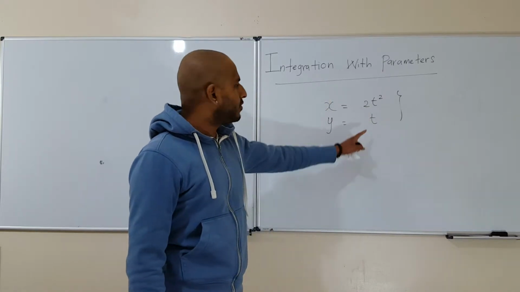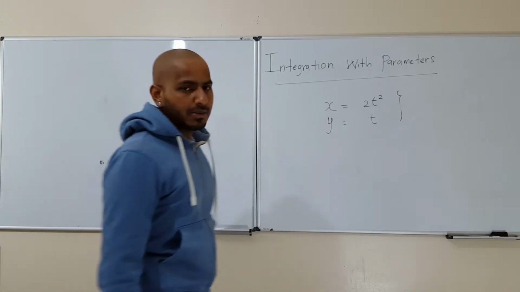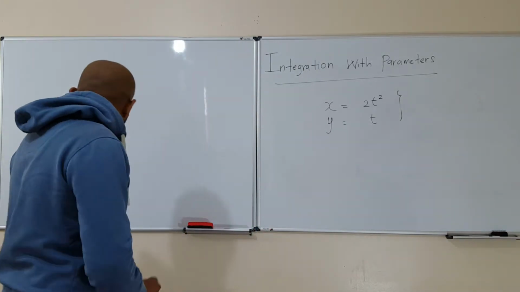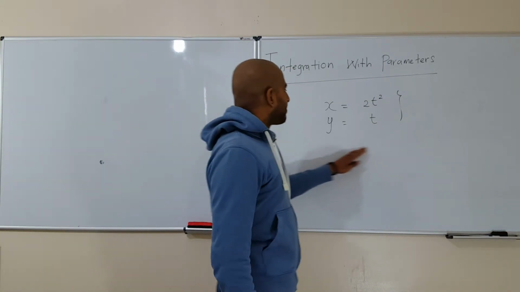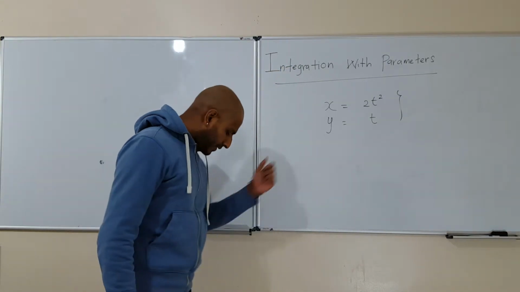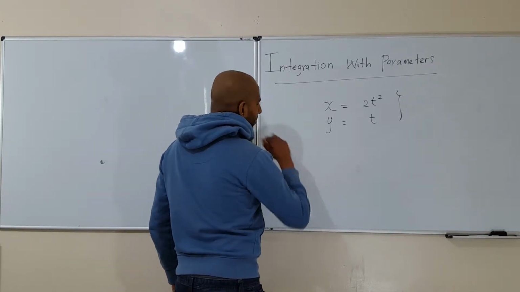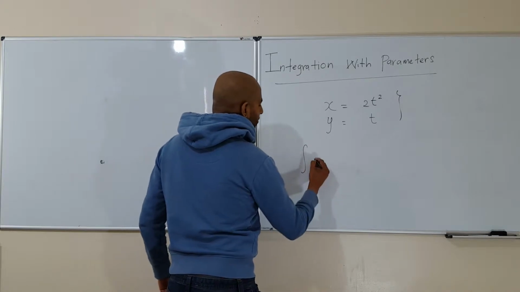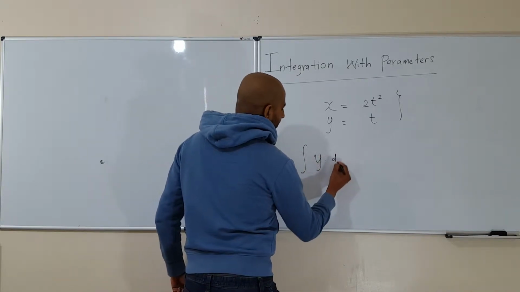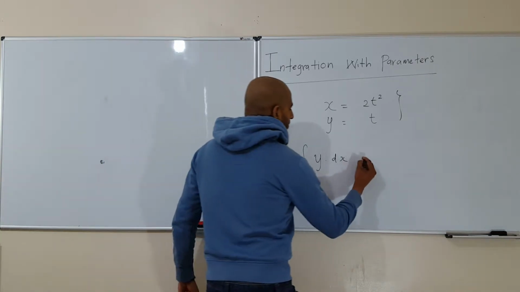If you want, we can remove t and get an expression in terms of x and y called the Cartesian equation. However, that's something you know already. What I'm trying to explain is how to do an integration using this. Integration, as we know, normally means y dx. That is the Cartesian integration form.